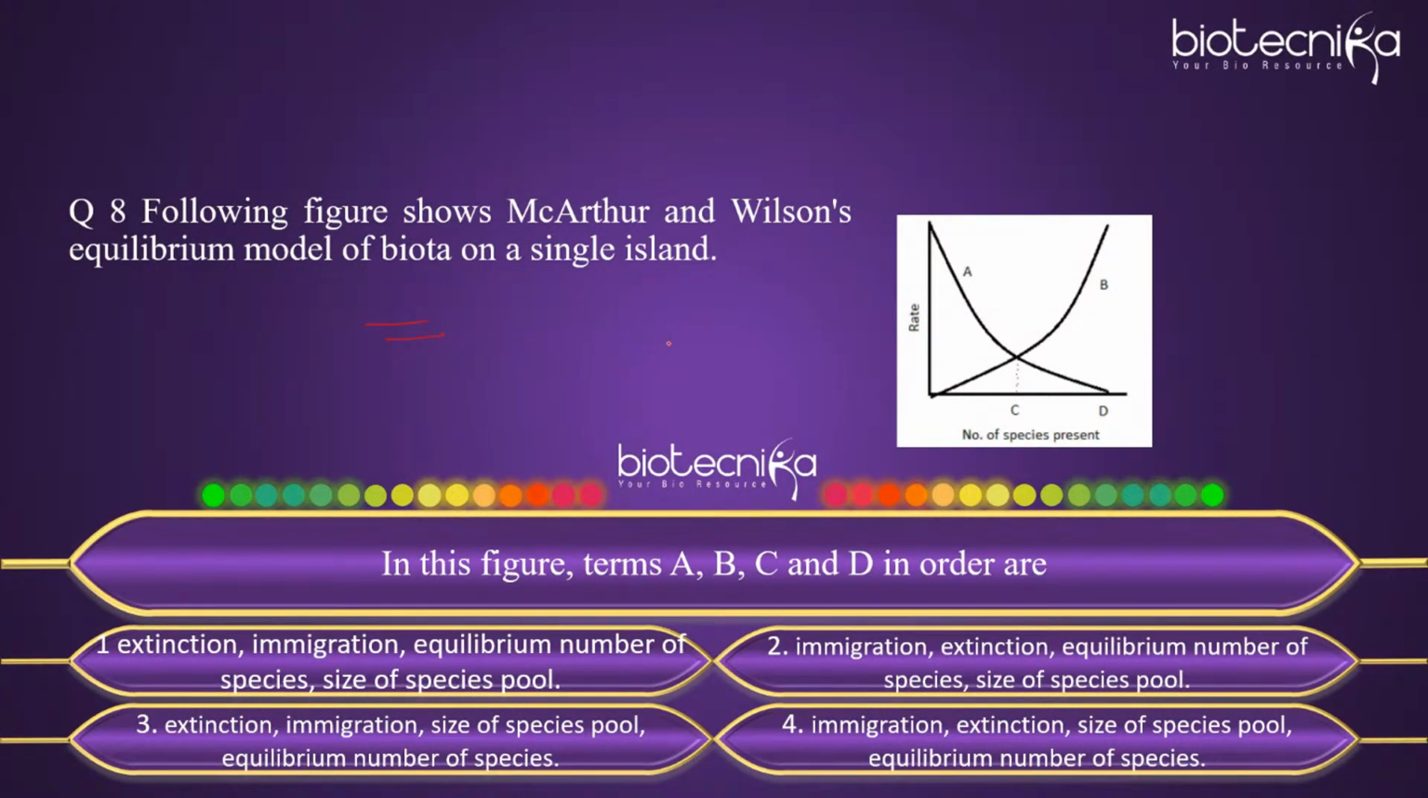Now, see, this question is based on the MacArthur and Wilson's equilibrium model. Very interesting concept. Are you all able to look at the graph? Can you type yes in the chat section? Quickly. Just look at the graph and tell what A, B, C, D indicate in this graph.